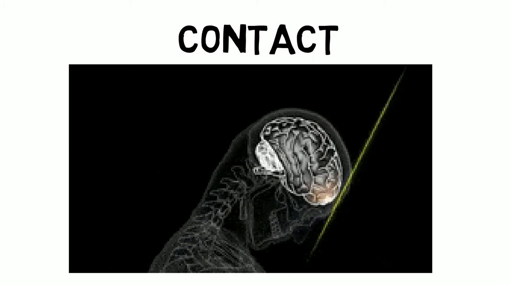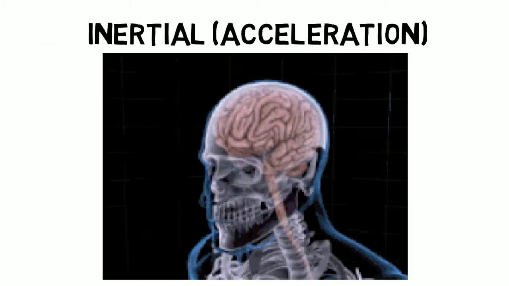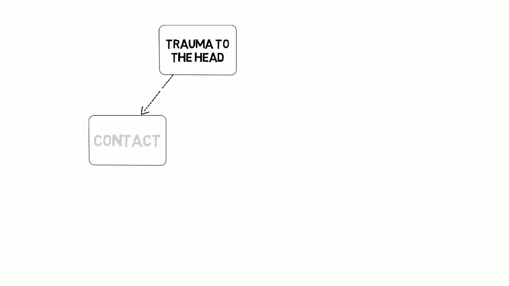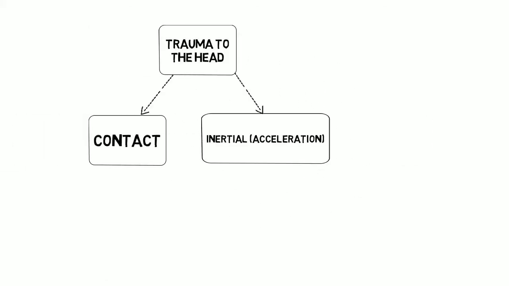Trauma to the brain can occur in two ways: from direct physical contact to the skull, or inertial forces, which both result in the brain bouncing around within the skull. Most concussion injuries are inertial at the moment of impact.